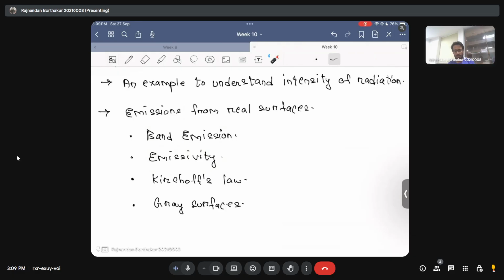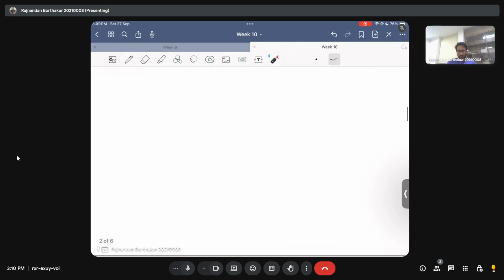Subsequently, after that, we'll look into something which is known as spectral emissivity and things like that. Okay. And thereafter, if we have time, we'll look into Kirchhoff's law and a special surface, which is known as gray bodies. Okay. All right. So this is the agenda for this week.